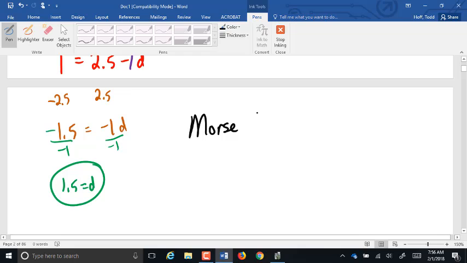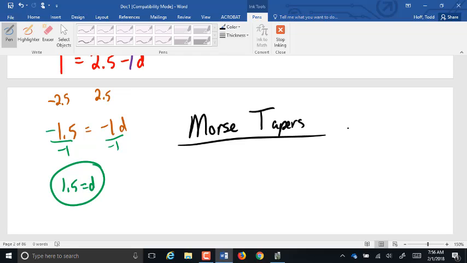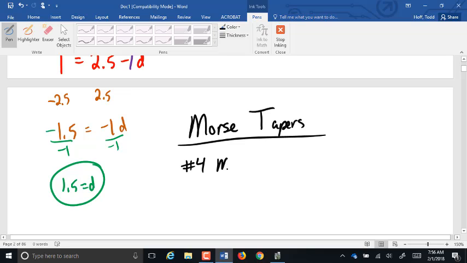There is something in the industry called Morse tapers. Morse tapers are standard tapers. There's number 2, number 3, number 4 Morse tapers. For example, one that will actually appear in the packet is a number 4 Morse taper.